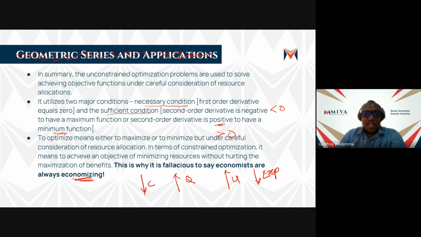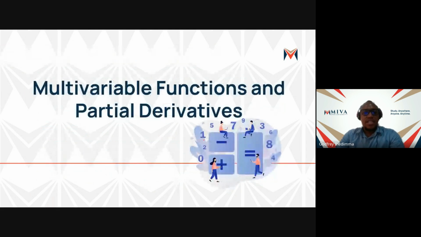So anybody who is trying to reduce his expenditure, but is not bothered if his satisfaction is increasing, is economizing. But if you are trying to minimize expenses, but you don't want to minimize expense beyond the point where your utility cannot be increased anymore, then you say you are optimizing. Okay, so having said all of this, we can move on to the next topic, which is multivariable functions and partial derivatives. So we shall take a while to study further optimization problems.